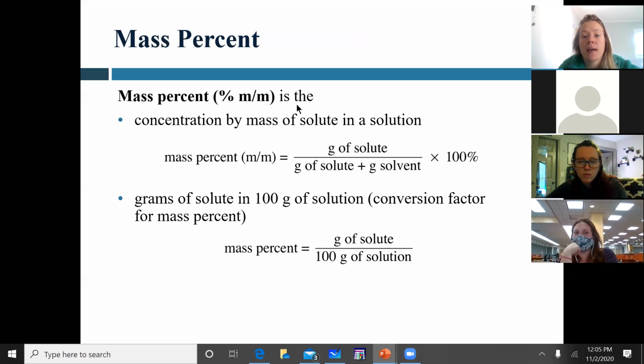So mass percent is going to be the concentration of a solution by the mass of the solute over the mass of the entire solution, okay? Or grams of solute plus grams of solvent. Mass percent can also be written as grams of solute over 100 grams of solution. If we're given the mass percent, you can kind of work backwards between those two.